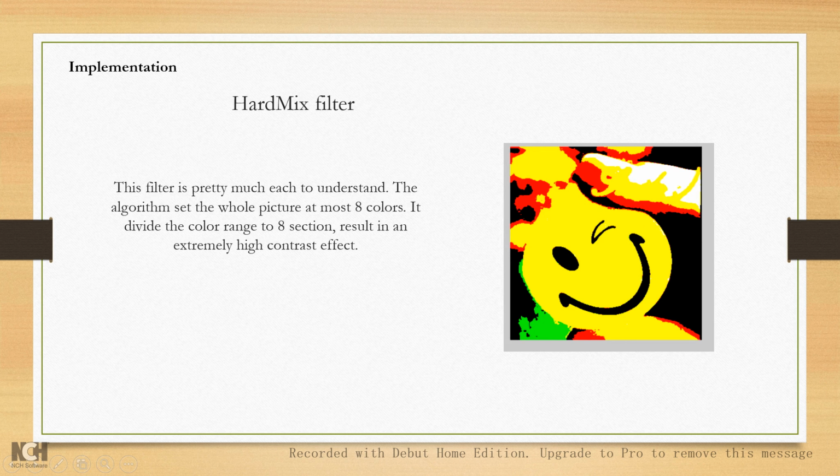Now this part is the Harmonic filter. The Harmonic filter is a pretty simple filter. The algorithm sets the whole picture to at most 8 colors. It divides the color range into 8 sections and results in an extremely high contrast effect.